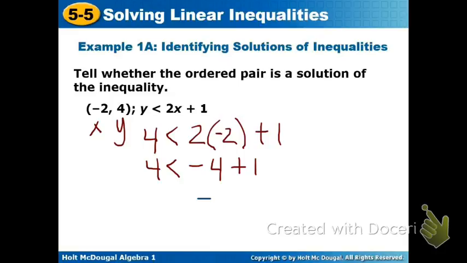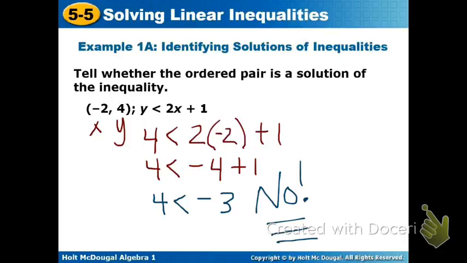So here is what we have. This reads 4 is less than negative 3. And is that the case? Is 4 less than negative 3? No. So is the ordered pair negative 2, 4 a solution of the inequality? Absolutely not. It's a no. Okay?